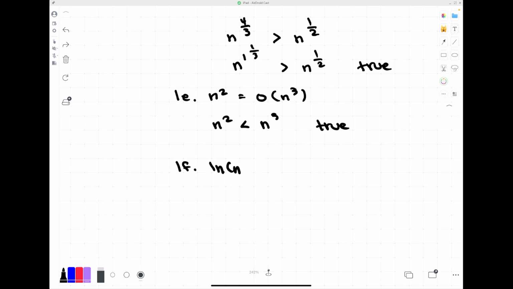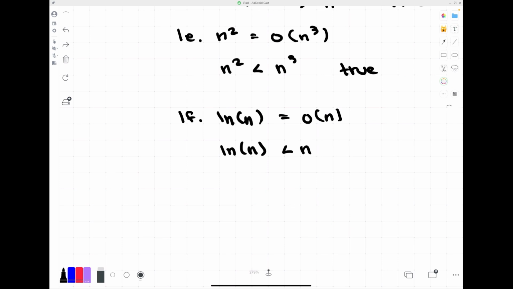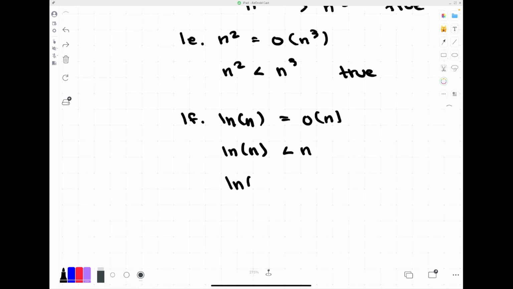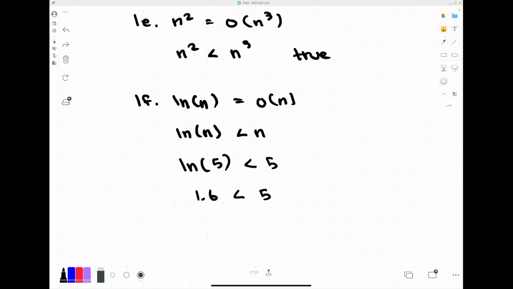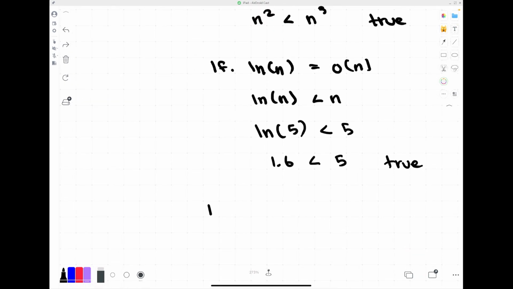So we can do 1f. ln of n is equal to little o of n. So ln of n, little o is less than n. So for this problem, we can just plug in numbers. So ln of, let's say 5, we check if that's less than 5. ln of 5 is 1.6 approximately, and is that less than 5? It is, so this is true.